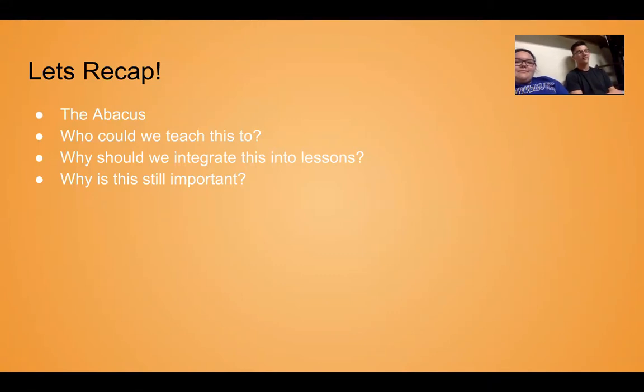The abacus is a device that is used to perform arithmetic functions, portraying mathematical ideas as a whole. Who could we be teaching this to, Hunter?